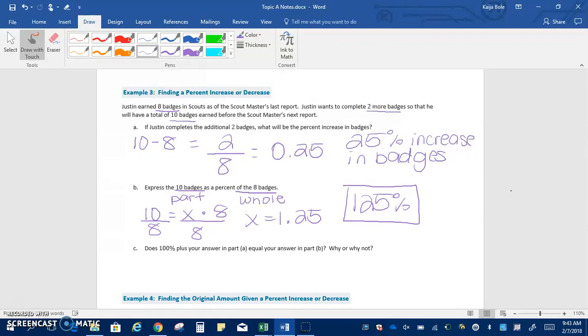C says, does 100% plus your answer in part A equal your answer in part B? Why or why not? And if we look at it, it would be 100 plus that 25, so we could say yes. And it was the total plus the increase. Okay.